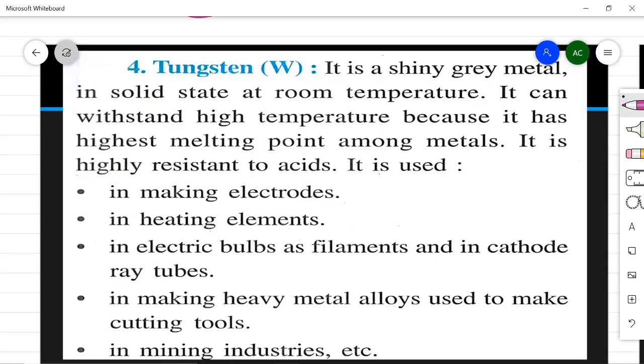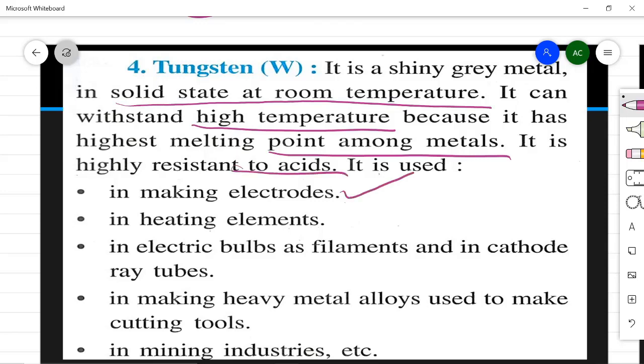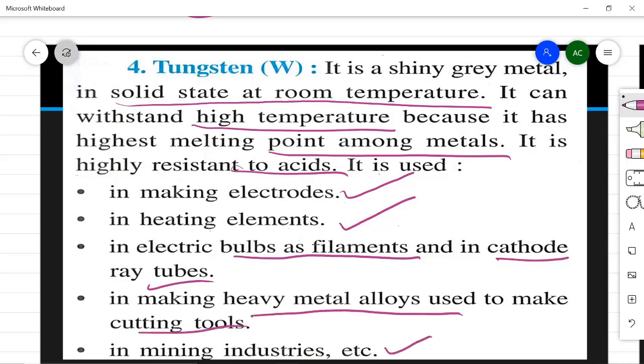Then tungsten, symbol is W. It is shiny grey metal. In solid state at room temperature, it can withstand very high temperature. कितना भी टेम्परेचर आप इसको दे दें ये सॉलिड से चेंज नहीं होता है, क्योंकि इसका मेल्टिंग पॉइंट मेटल्स में सबसे ज़्यादा है. तो टंगस्टन का सबसे ज़्यादा मेल्टिंग पॉइंट है. So that is why it is highly resistant to temperature, and it is highly resistant to acids. It is used in making electrodes, in heating elements, in electric bulb as filaments. ये बहुत important use है इसका. In cathode ray tubes, in making heavy metal alloys used to make cutting tools, in mining industries, etc.